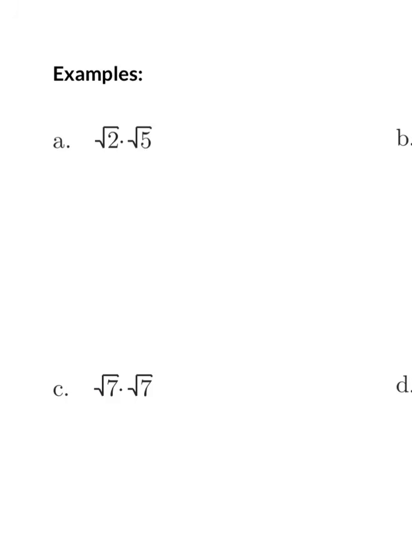Example A, we have the square root of 2 times the square root of 5. I can combine this into a single square root by multiplying my insides. 2 times 5 is 10, and so we get the square root of 10. We're done.